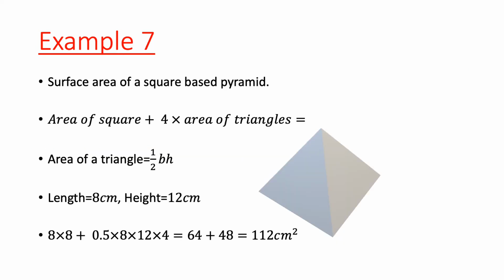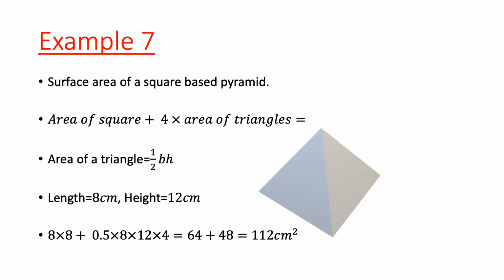Right, example 7, guys. Surface area of a square-based pyramid. So it's the area of a square plus 4 times the area of a triangle. We've got 1, 2, 3, 4 triangles, and then we've got a square base. So the area of a square. Sorry, I've made a mistake here. So it should be length times... No, sorry, ignore me. No, I am right, yeah, sorry.